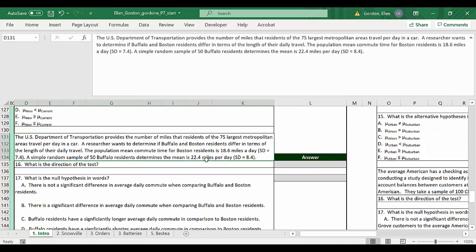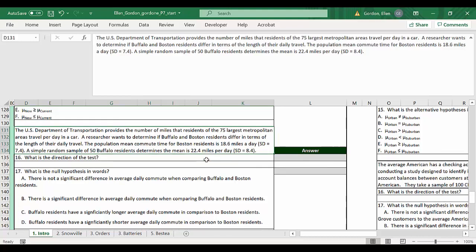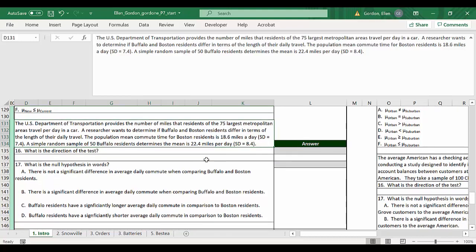All right. The next question reads, the U.S. Department of Transportation provides the number of miles that residents of the 75 largest metropolitan areas travel per day in car. A researcher wants to determine if Buffalo and Boston residents differ in terms of their length of daily travel. The population mean commute time for Boston residents is 18.6 miles a day, with a standard deviation of 7.4. A simple random sample of 50 Buffalo residents determined the mean is 22.4 miles per day, with a standard deviation of 8.4. So let's think about what our alternative hypothesis is.